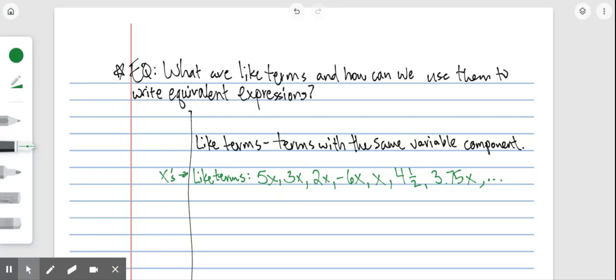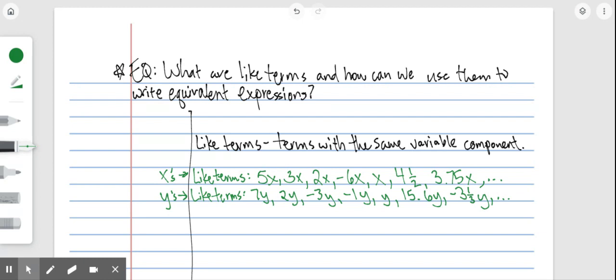What if our variable is y? Again, like terms. Then we could have 7y, 2y, negative 3y, negative 1y, y, 15.6y, and negative 3 and a third y. All of those are like terms because they all have y's.